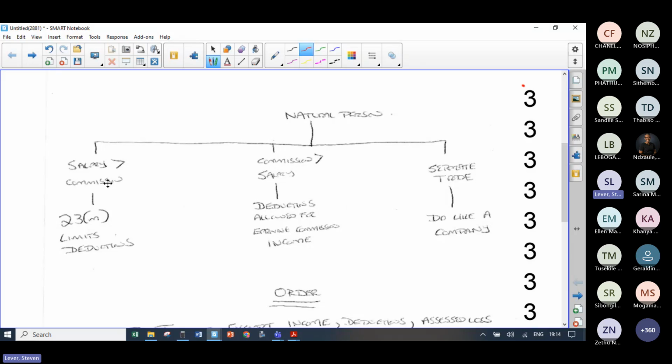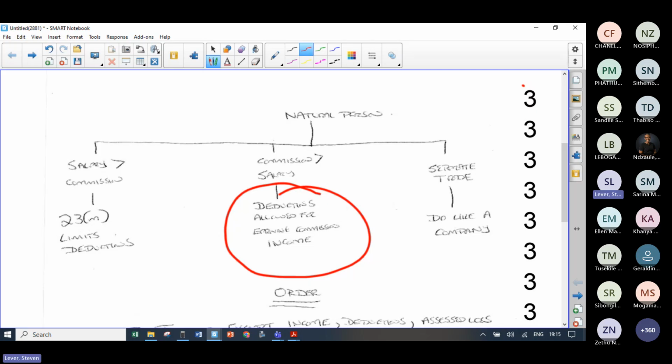You can't take off anything else. So essentially 23M says, I don't get deductions. I get pension, I get donations, but I don't get anything else really. If your commission is bigger than your salary, you can get deductions for whatever expenses you incurred earning commission. So if you take out a client for lunch, you can get a deduction. Okay? You can get a deduction for travel to your clients to earn your commission. So if your commission's bigger than your salary, you're allowed deductions.